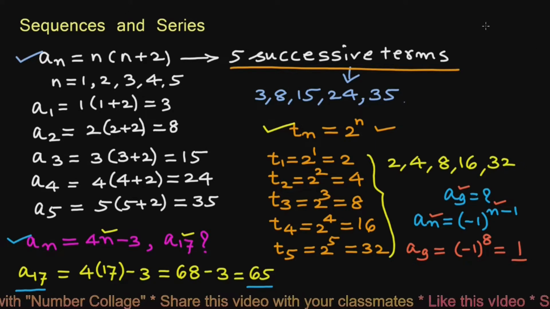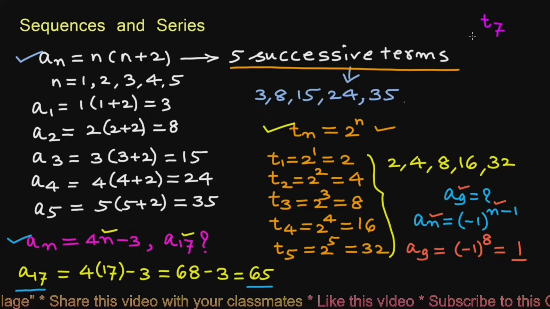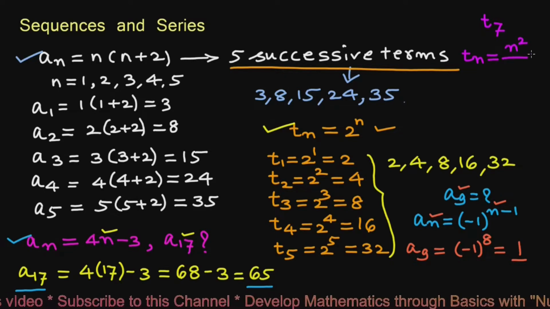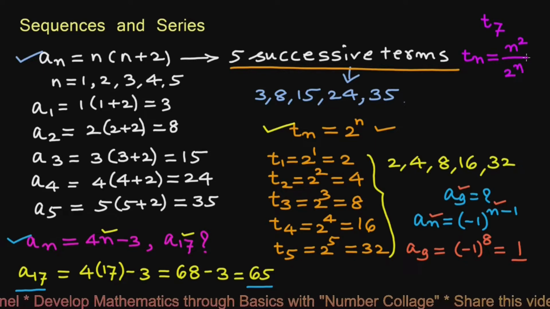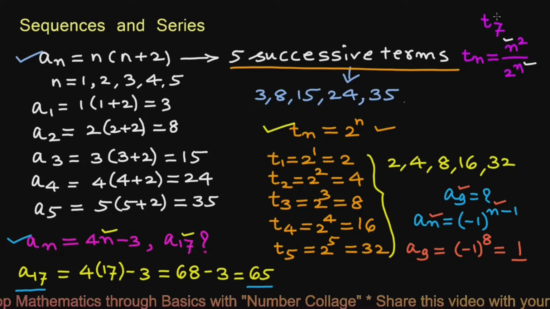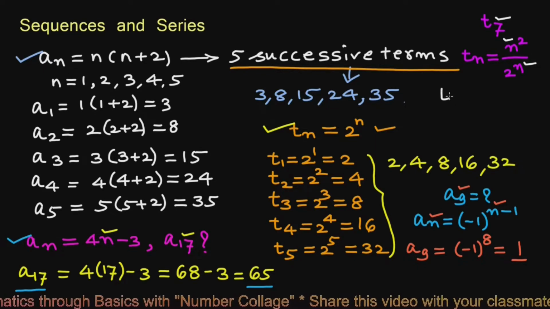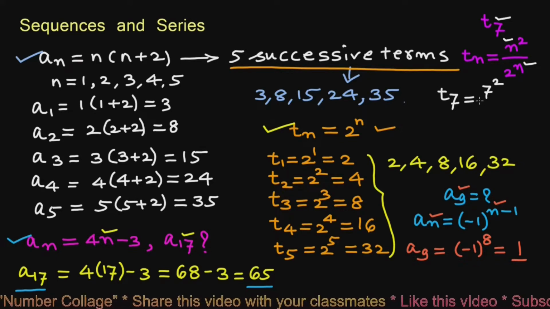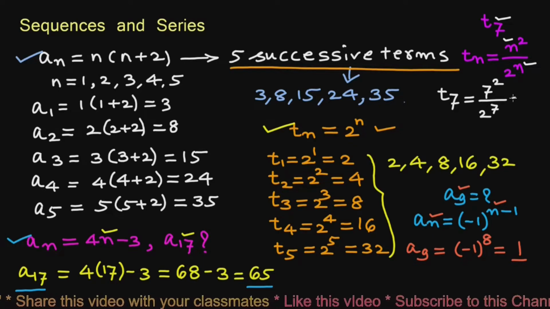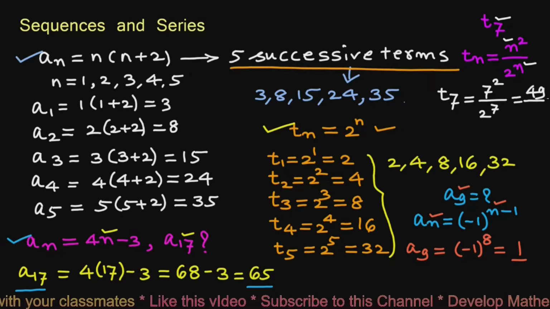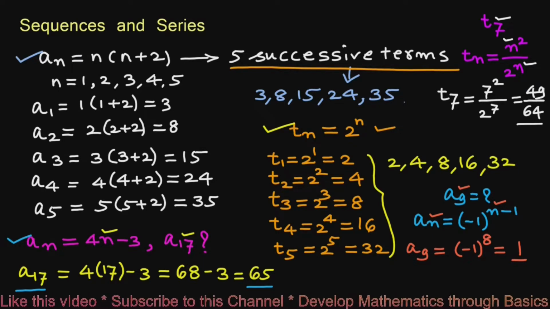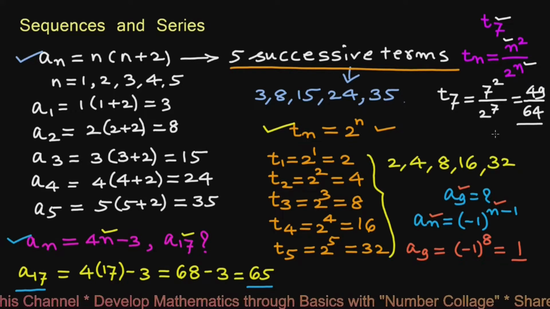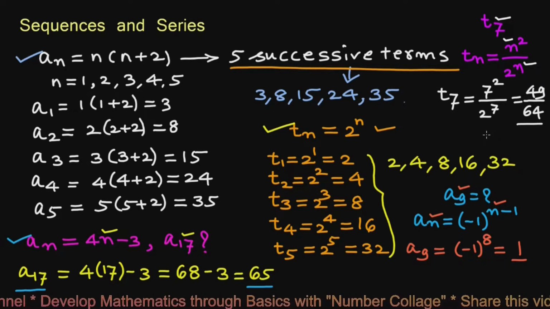We want to find the seventh term of a sequence whose nth term is n square upon 2 raised to n. Here in place of this n we have to put 7. So the seventh term T7 will be 7 squared upon 2 raised to 7. That will be 49 upon 64. So this is how we can find a particular term of a sequence or any number of successive terms of a given sequence.